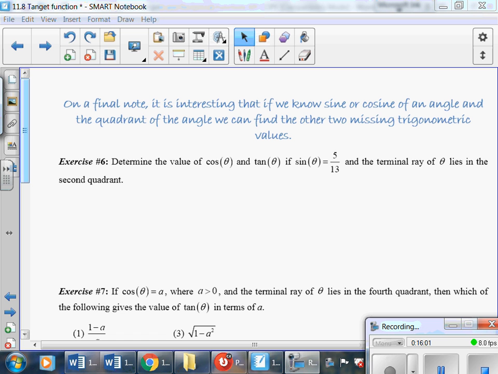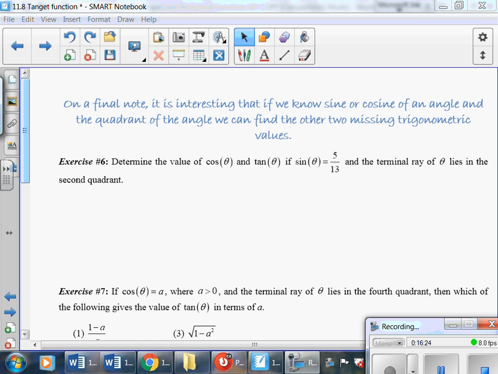So on a final note, it's interesting that if we know the sine or cosine of an angle, and the quadrant the angle lies in, we can find the other two missing trigonometric values. All right, so determine the value of cosine theta and tan theta if sine theta is 5 over 13 and the terminal ray theta lies in the second quadrant.